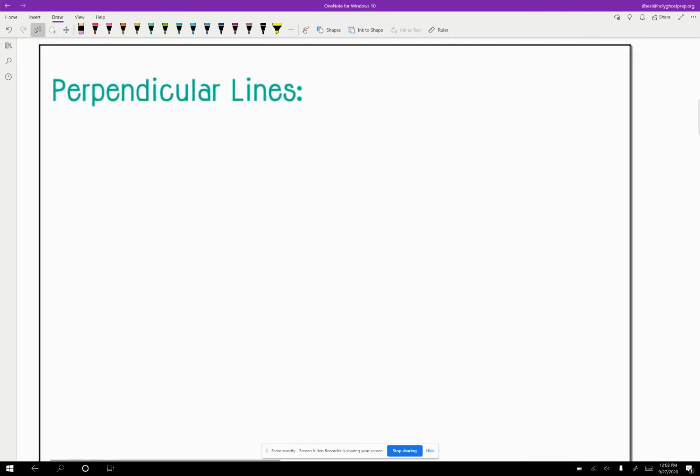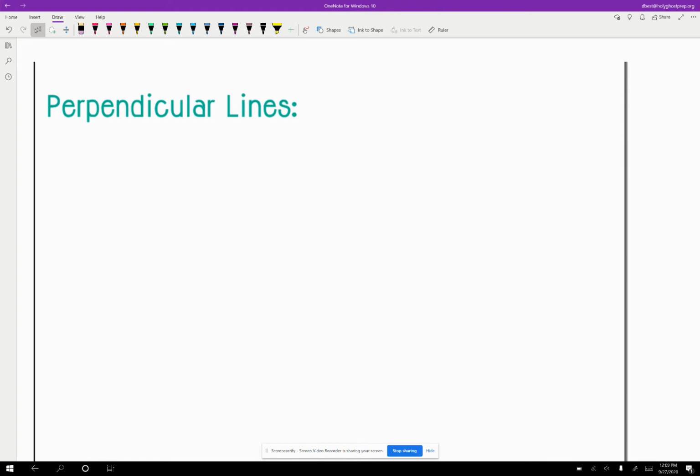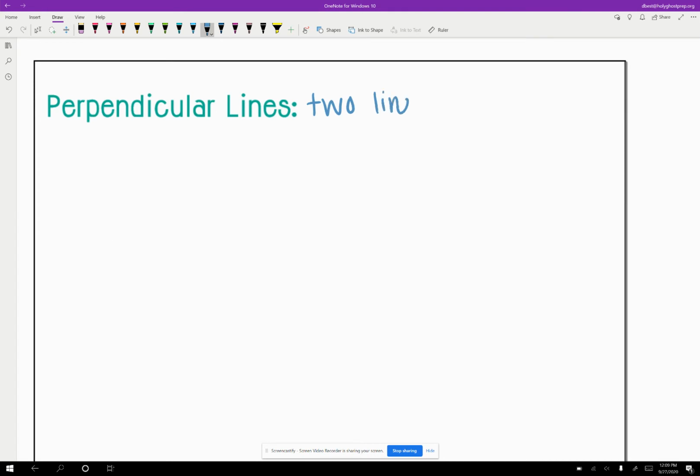So hopefully you did okay on both of those, but I'm going to get us started with our new notes on perpendicular lines. I imagine a lot of you have heard about perpendicular lines before, probably in algebra, and you might remember that perpendicular lines have opposite slopes. But what we need to know for this year is that perpendicular lines are created by 2 lines that intersect. More specifically, they intersect and form right angles.